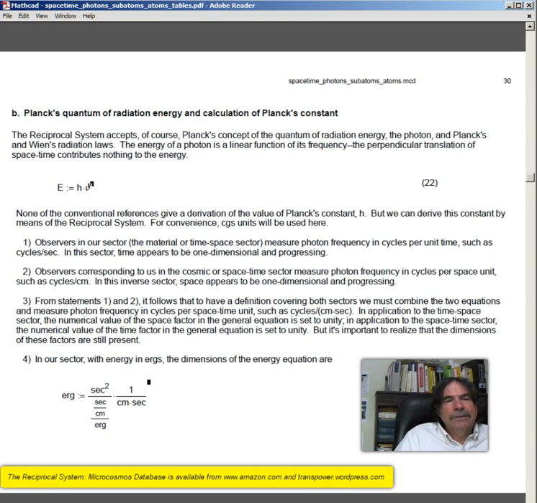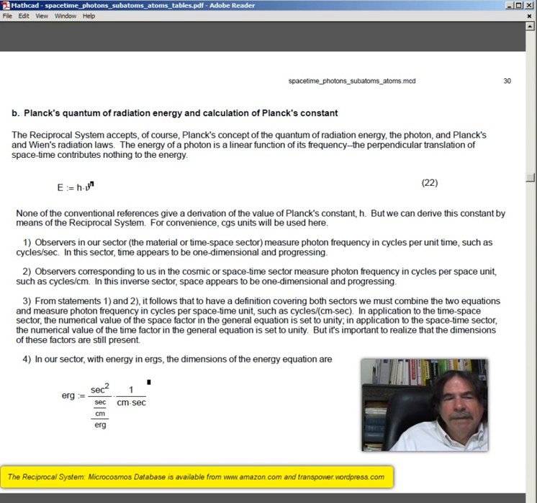1. Observers in our sector, the material or time-space sector, measure photon frequency in cycles per unit time, such as cycles per second. In this sector, time appears to be one-dimensional and progressing. 2. Observers corresponding to us in the cosmic or space-time sector measure photon frequency in cycles per space unit, such as cycles per centimeter. In this inverse sector, space appears to be one-dimensional and progressing. 3. From statements 1 and 2, it follows that to have a definition covering both sectors, we must combine the two equations and measure photon frequency in cycles per space-time unit, such as cycles per centimeter second.